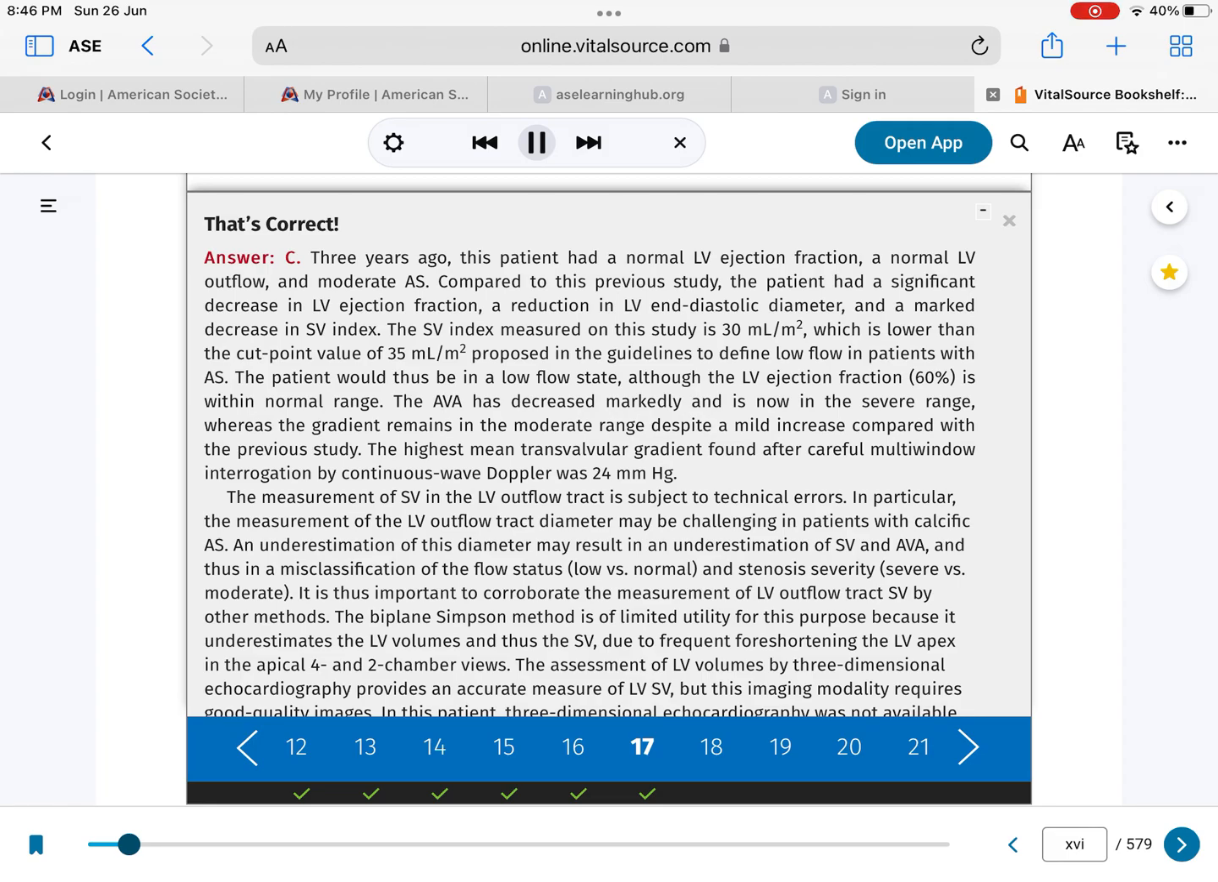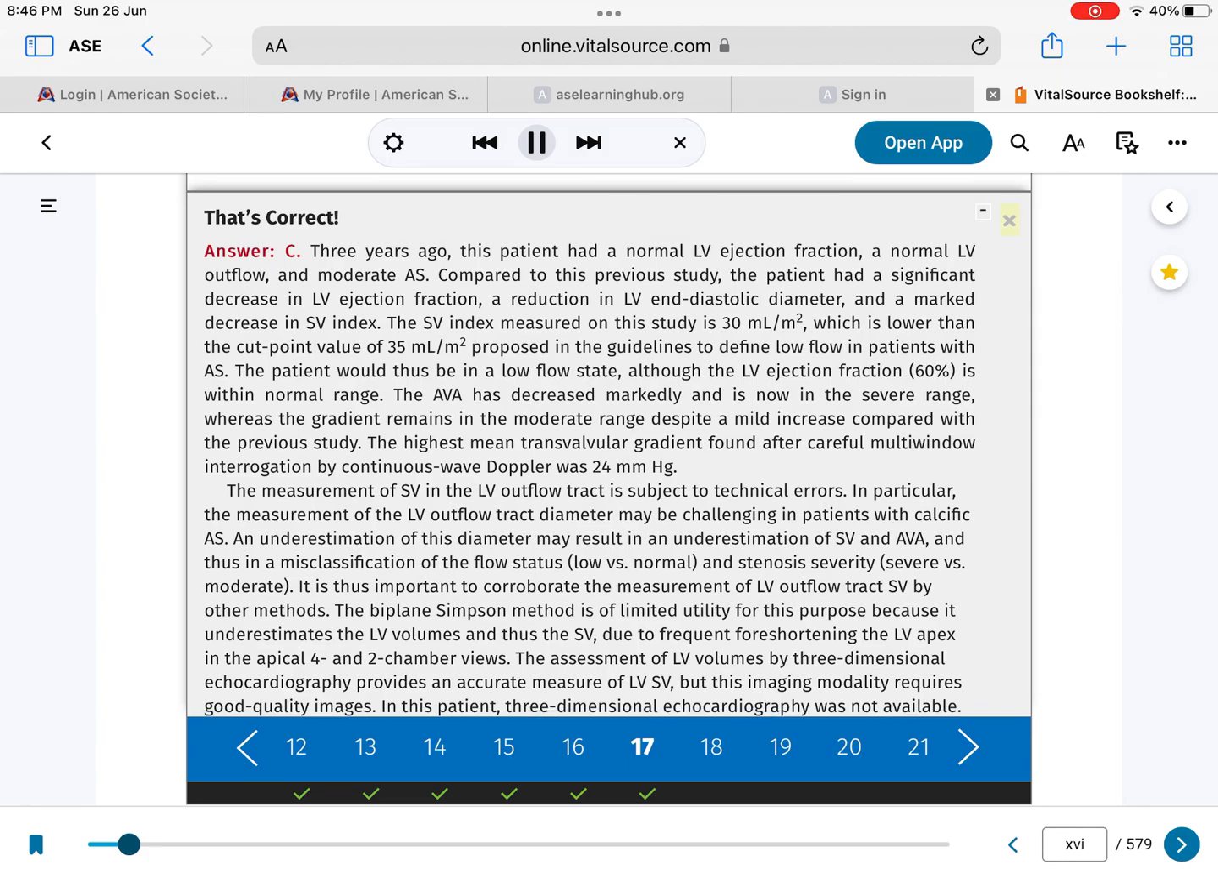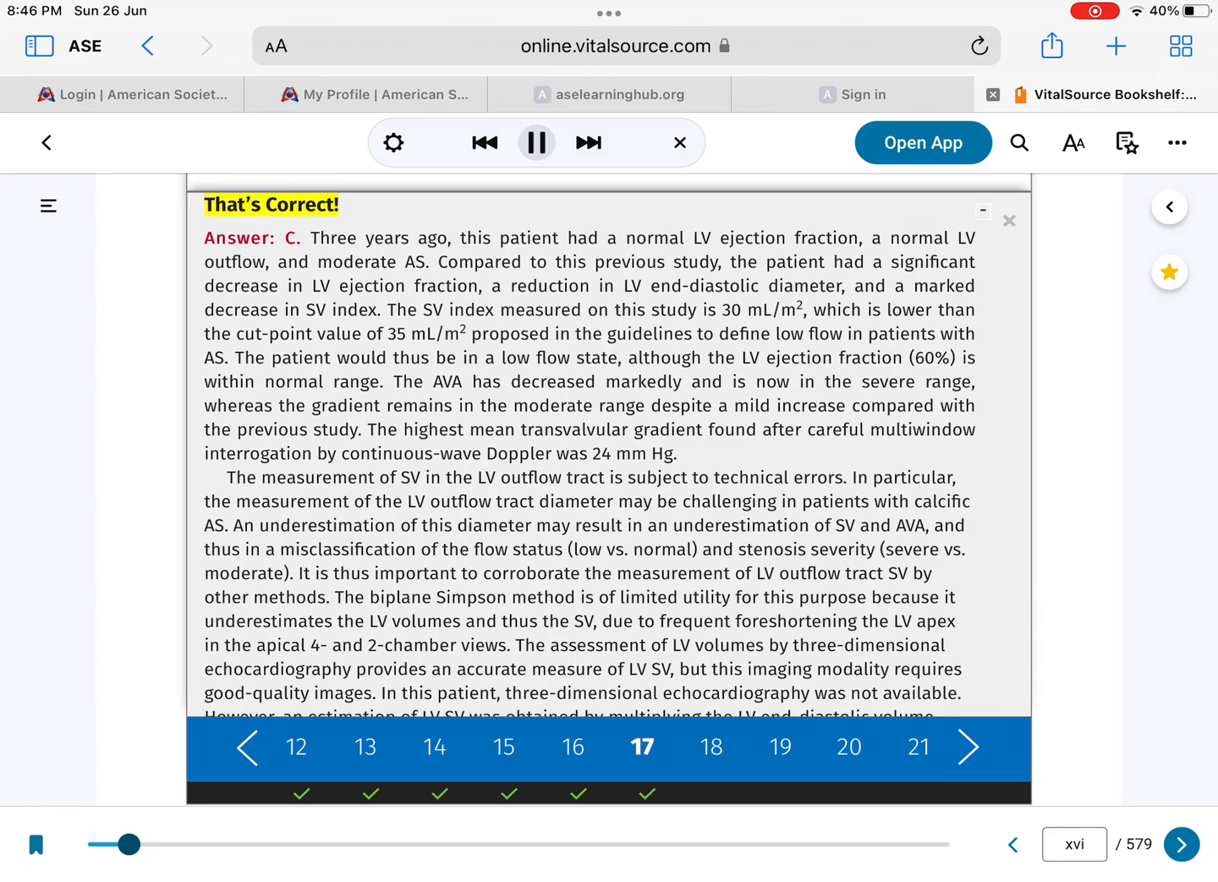C. Perform an exercise stress echocardiography. D. Perform full-dose dobutamine echocardiography. E. Perform low-dose dobutamine stress echocardiography. That's correct.